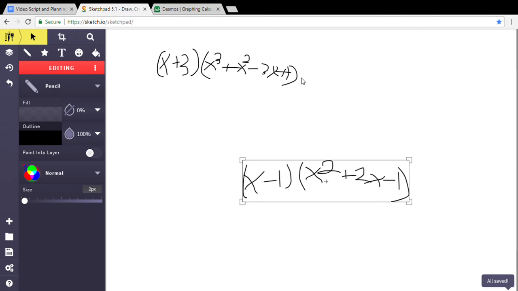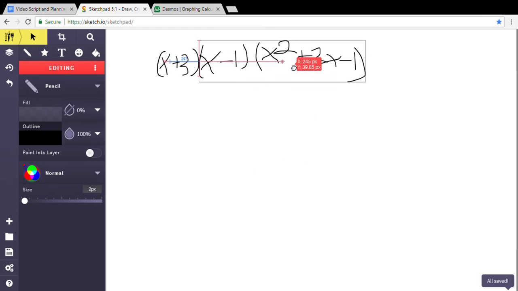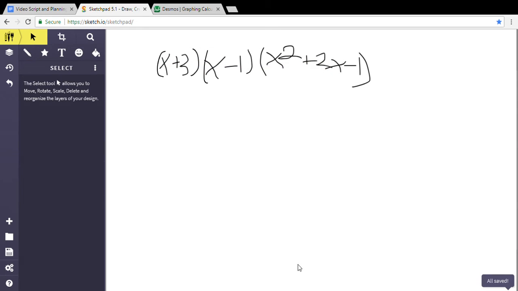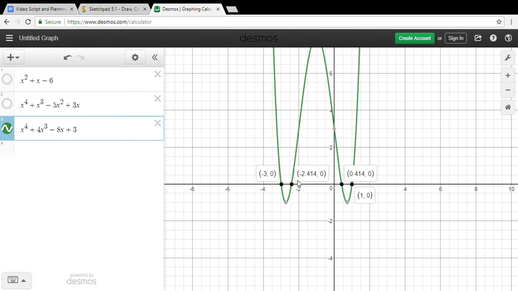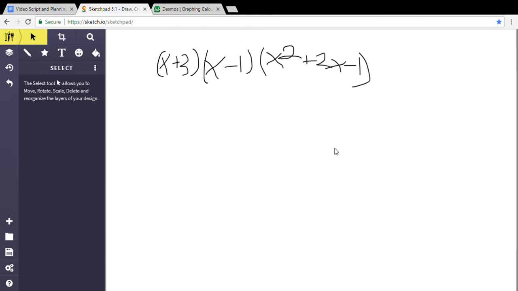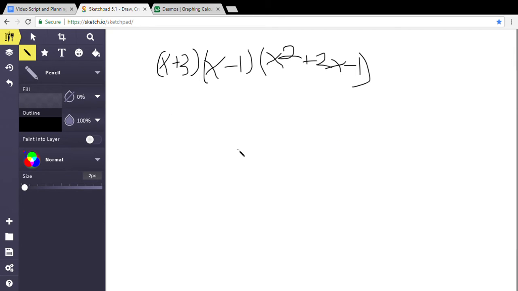So we would be using that to replace this. So we have x plus 3 times x minus 1 times x squared plus 2x minus 1. Now this is where it gets a little tricky. When you look at these zeros, they're irrational, so you can't really factor them out using synthetic division or something else. That would be very difficult. So instead, we use the quadratic formula, as it is a second-degree polynomial.